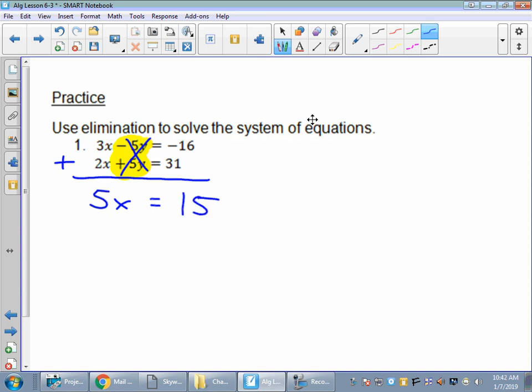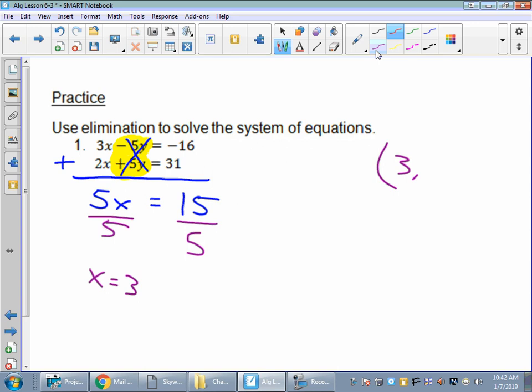So now we have a nice, easy equation to solve. We've solved equations like this a lot, and we would divide by 5 on each side. And so x would be equal to 3. So I know right away my final answer is going to have a 3 for my x, but I don't know the y. So I can simply substitute this x in for either one of these equations.